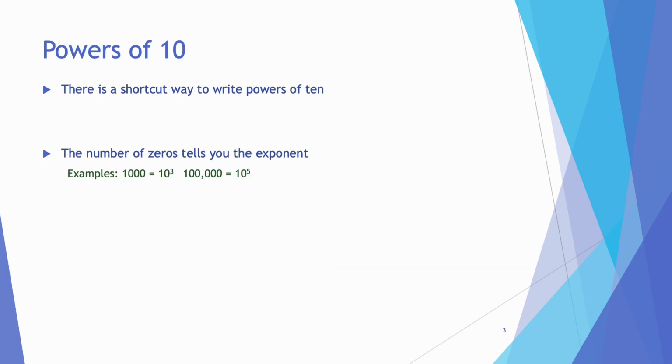We use exponents for powers of 10, and there's a shortcut way to write powers of 10. The number of zeros tells you the exponent. For example, the number 1,000 would be written as 10 to the 3rd power. The exponent is 3 because there are 3 zeros. The number 100,000 would be written as 10 to the 5th power because there are 5 zeros.